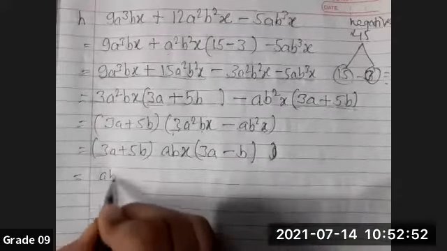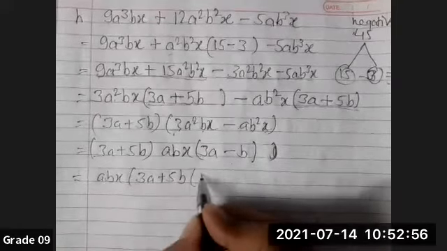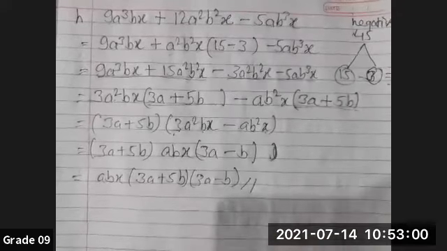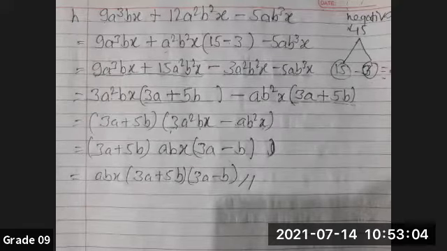And while arranging, it looks like this: 3A plus 5B bracket, 3A minus B. So this is the way we solve this question using the sum and product rule.